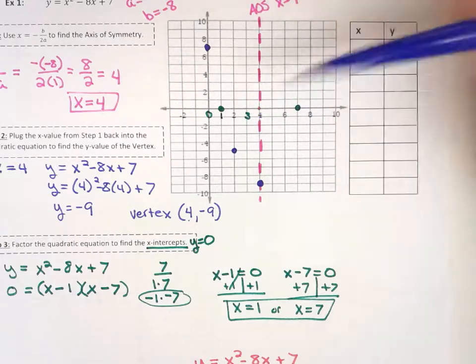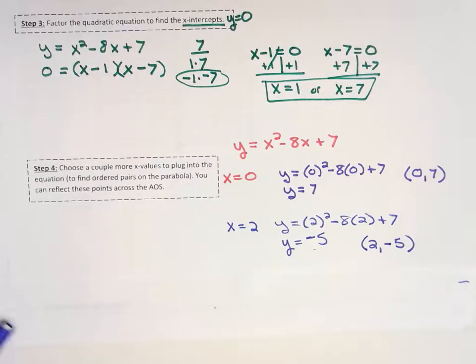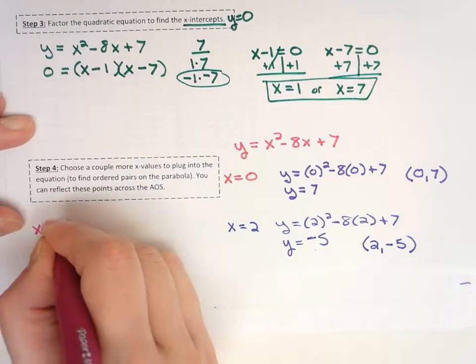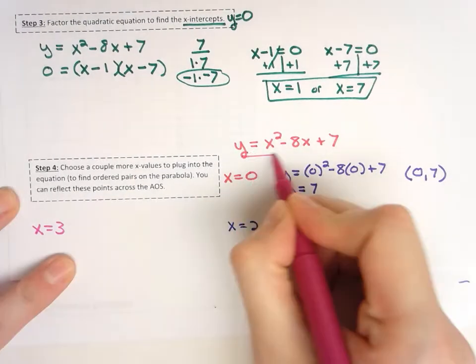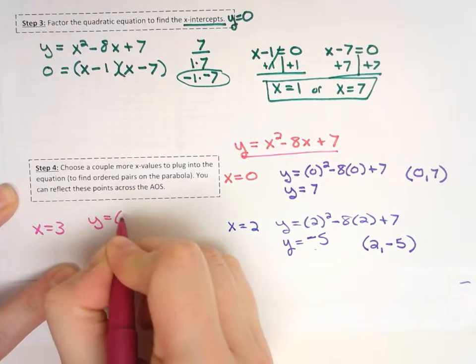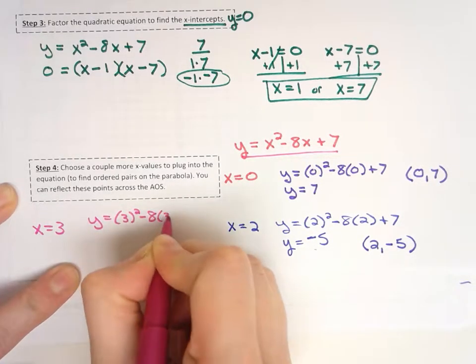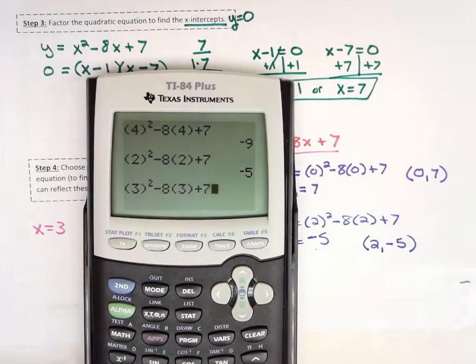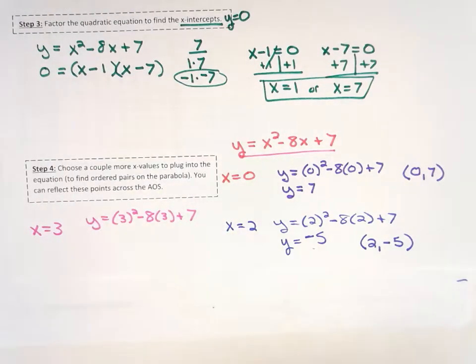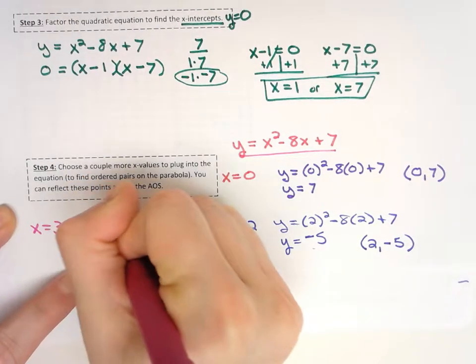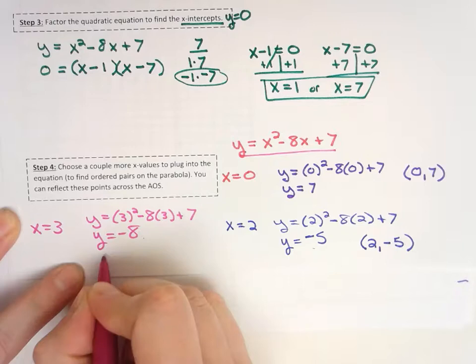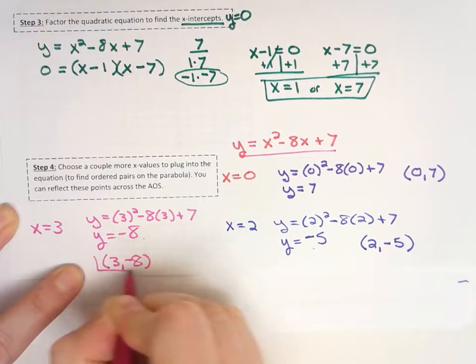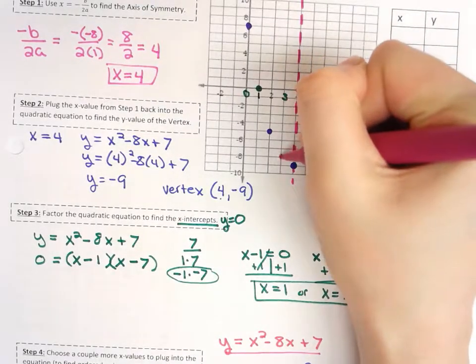We need a point at 3. So I'm going to go ahead now and plug in a positive 3. So x equals 3 into that same original equation. So y is equal to 3 squared minus 8 times 3 plus 7. So let's go ahead and type that into the calculator. And when I hit enter, that gives me negative 8. So y equals negative 8. That means we've got an ordered pair of x equals 3, y equals negative 8. So let's go ahead and plot that point. So right 3 and down 8 is right here.